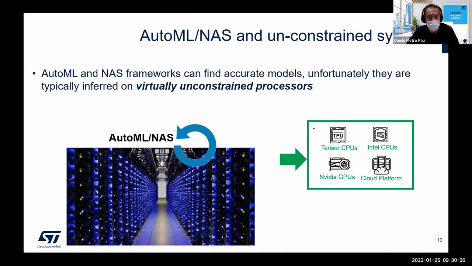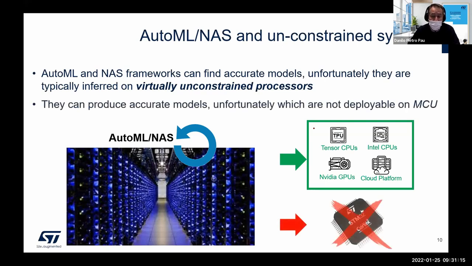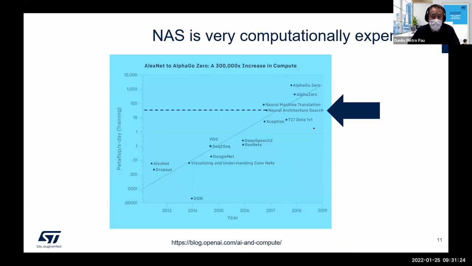However, when we use AutoML or NAS tools, some of those I just mentioned, we have solutions, pipelines that fit nicely in complex processors, what I call virtually unconstrained processors. Which means that unfortunately they cannot be deployed on off-the-shelf, low-cost microcontrollers. And also the cost of finding those solutions is amazingly high.